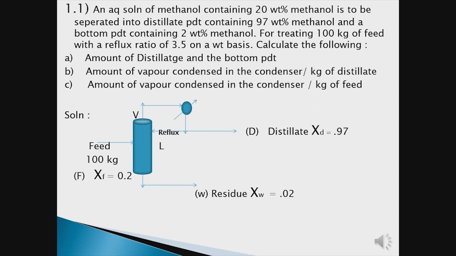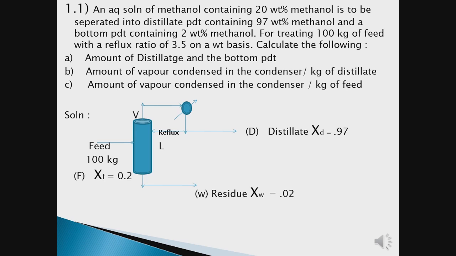So let's do it as we have discussed in the previous slides on how to do material balance problems. First, represent this schematically. This is a distillation process. We have taken the basis as 100 kilogram of feed being given to the distillation column. The vapor is sent out from the distillation column and then to the condenser, and some part of it goes back as reflux, and some part goes to the distillate. We can also see the bottom product.